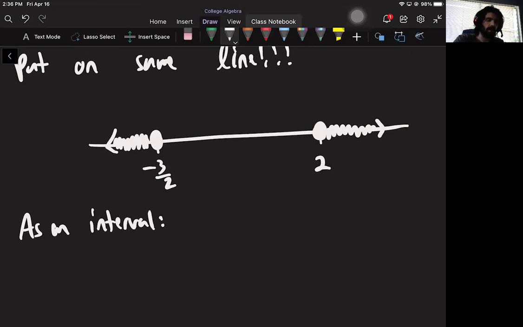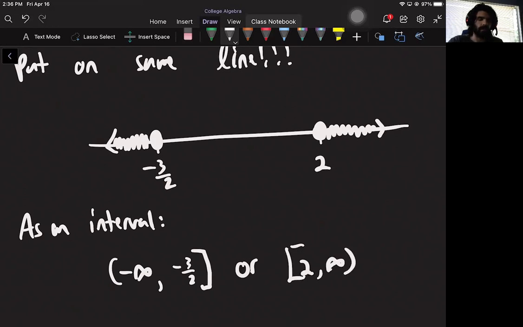As an interval, what I'm saying is I can go up to -3/2 and I can include it. So I do a square bracket and then I can go forever to the left. So that's what that means. Or I can start at 2 and go all the way to the right forever like that. But instead of writing the word or, we write this symbol called a union, and it just stands for or, really.